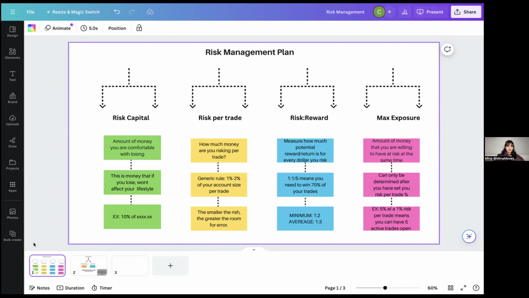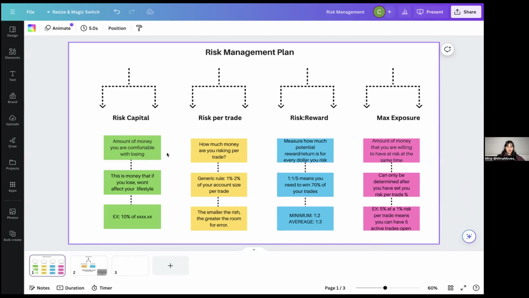So let's go right into it, okay? And if you have any questions, I'm going to open up my chat here. I'll leave it towards the side, and this will be very quick for us to go through. When you have a risk management plan, there are 4 things that you need to take into consideration, okay? Number 1, risk capital, risk per trade, risk to reward, and maximum exposure. So I'm going to tell you guys what each of them represent and what the math behind it is, okay?